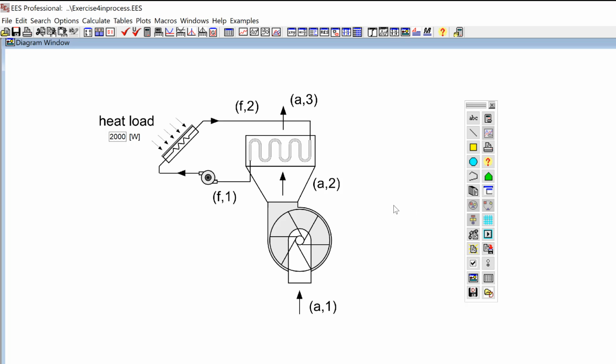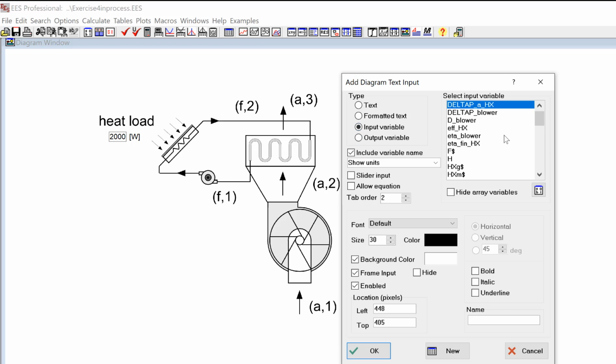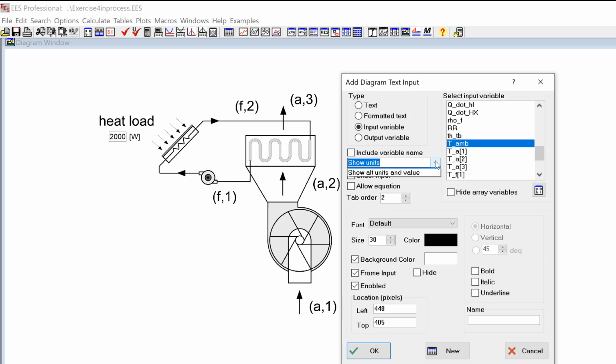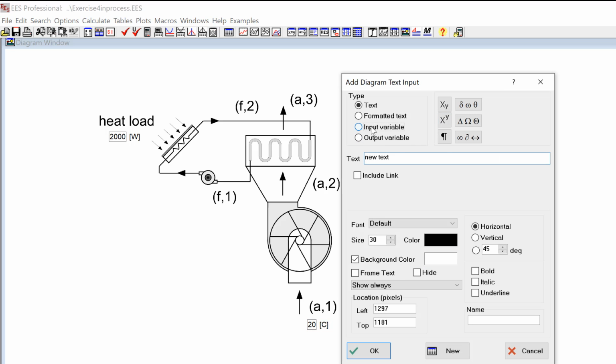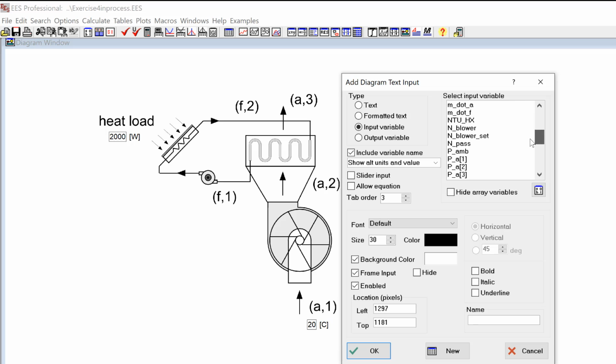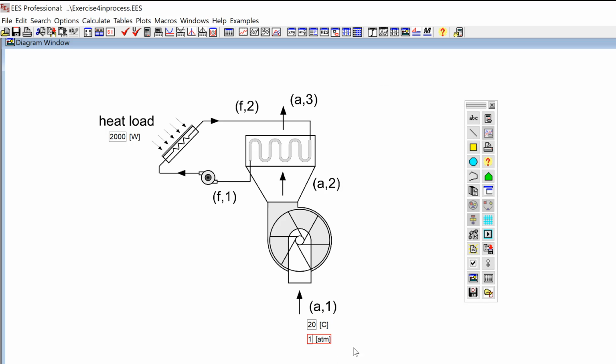Probably that's about it for, well, maybe the ambient temperature and pressure as well. So here's an input, T ambient. Let's get rid of the variable name. Let's show this in alternate units. So 20 degrees Celsius, and P ambient. So again, alternate units, 1 atmosphere.